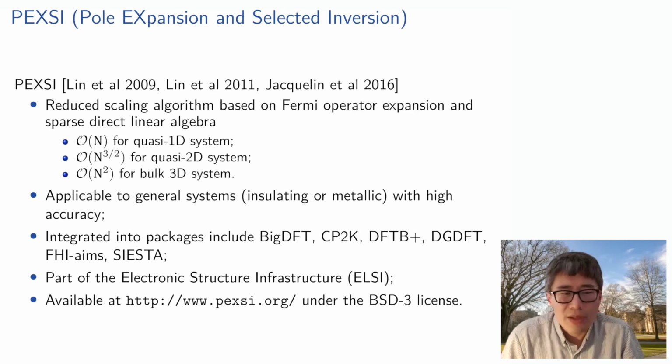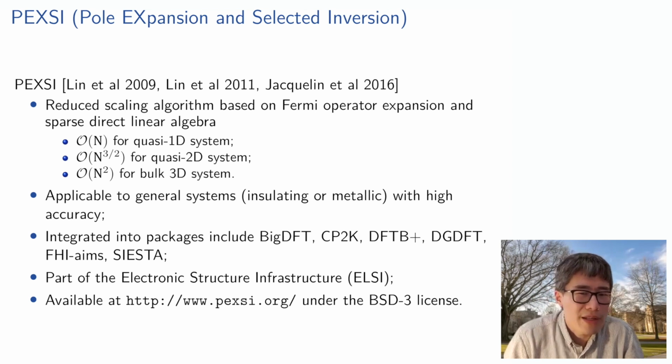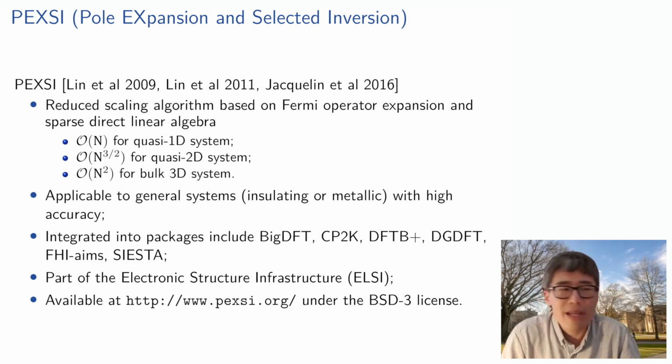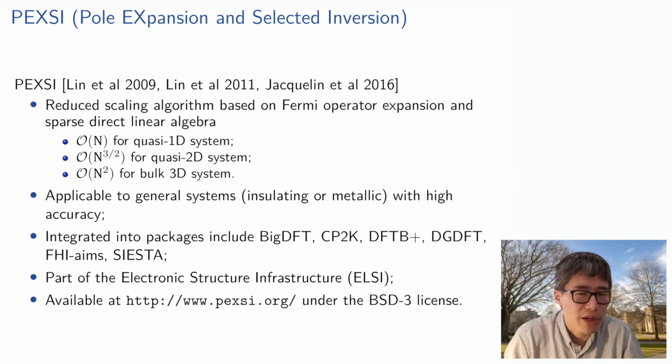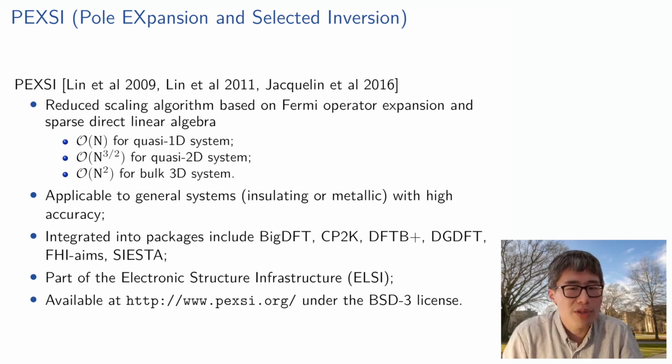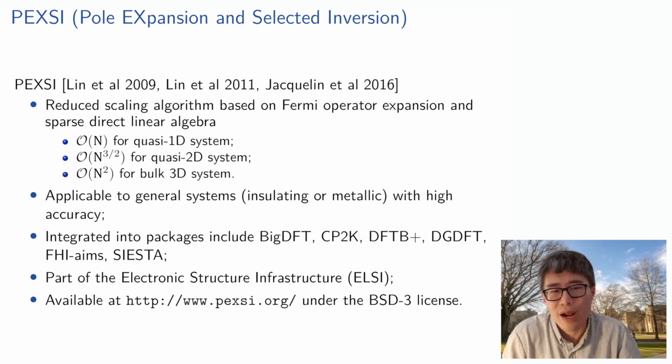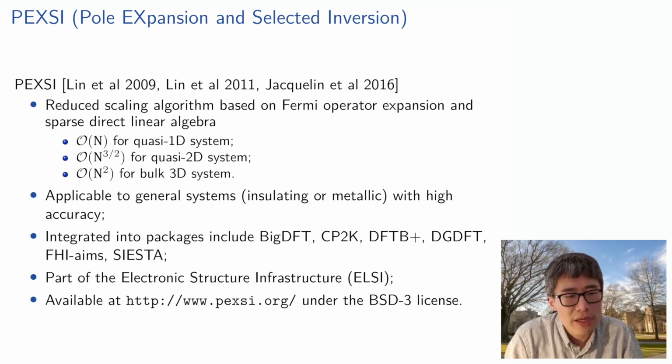There are many methods, but due to time, I will just introduce the one I have contributed to, which is known as the PEXSI method. It's a kind of reduced-scaling method for electronic structure calculations, and it can reduce the computational cost from n cubed to order n, linear scaling, for carbon nanotubes and quasi-1D systems, or to order n to the 3/2 for graphene or quasi-2D systems. It has been widely incorporated in modern electronic structure software packages.